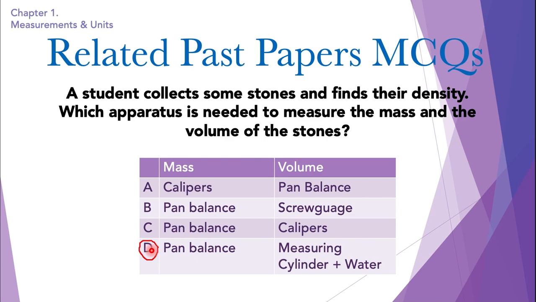Lastly, we have option D, in which the mass is being measured with a pan balance and the volume is being measured with a measuring cylinder and water. So this option is correct because the volume of stones, which are irregular in shape, can only be measured using the measuring cylinder plus water method. So option D is correct.